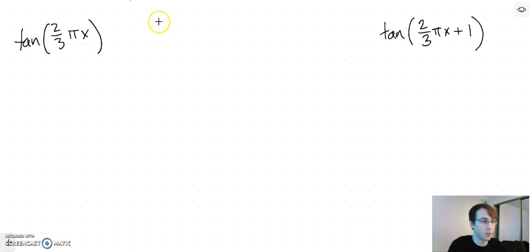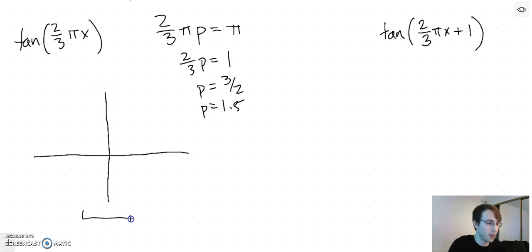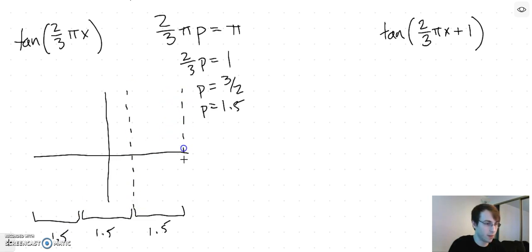Originally the period is pi, so we have to say 2/3 pi times the period equals pi. That means 2/3 times the period equals 1, so the period equals 3/2. I'm just going to write that as period equals 1.5. So let's graph this. Here to here, that's 1.5. Here to here, 1.5. Here to here, 1.5. Let's draw in our asymptotes, and there is our graph.